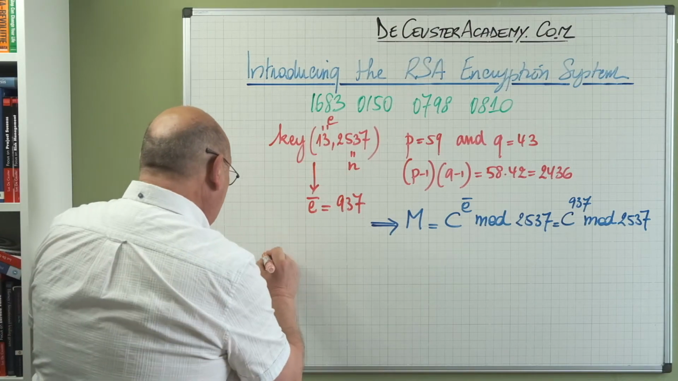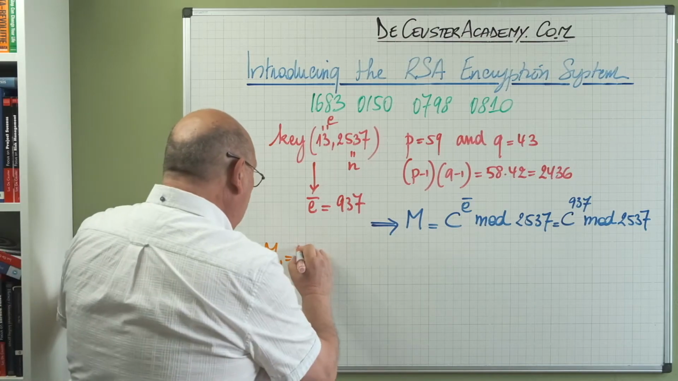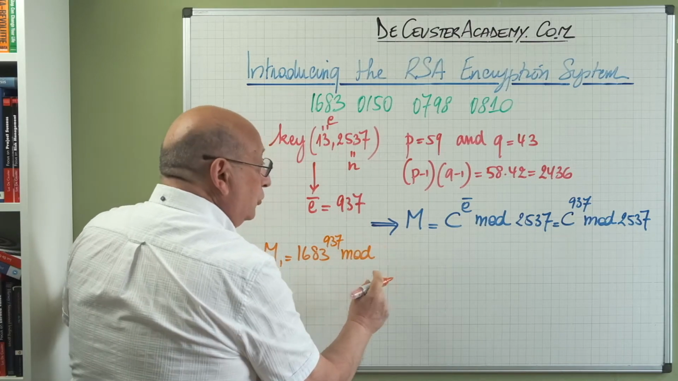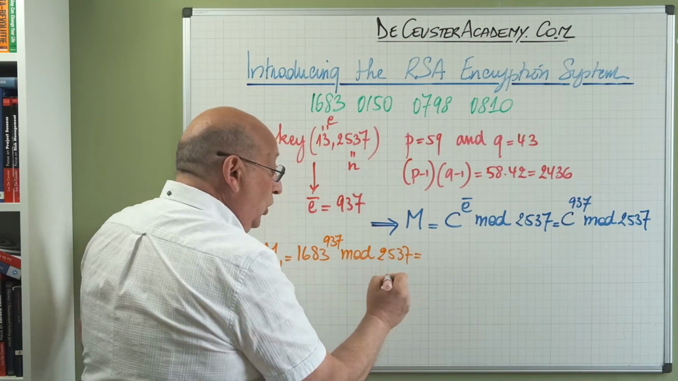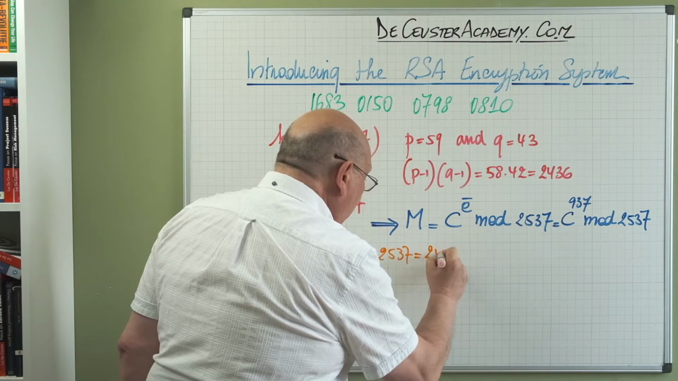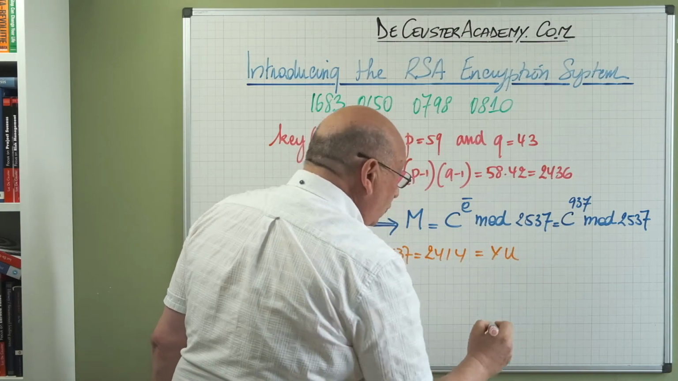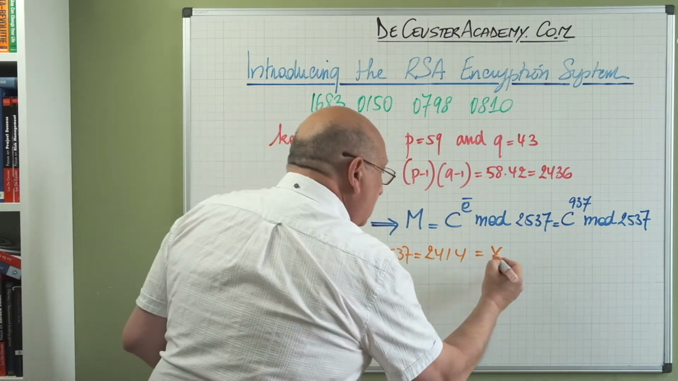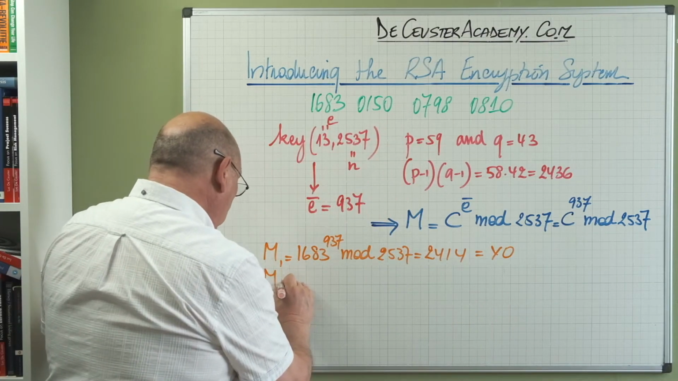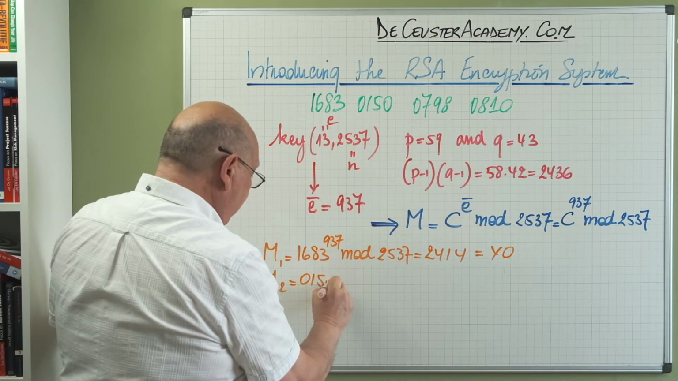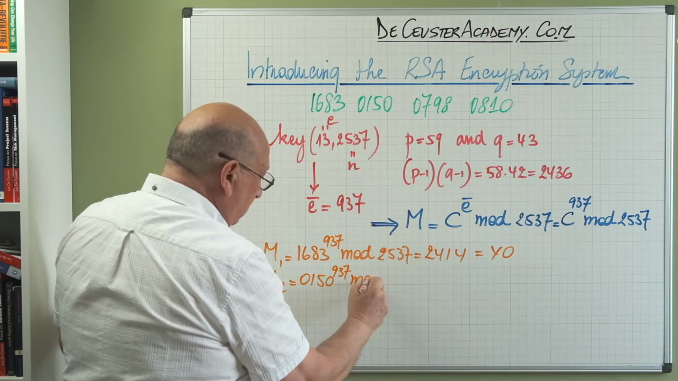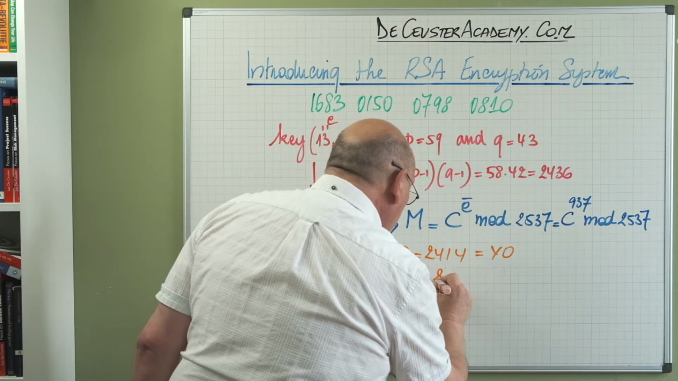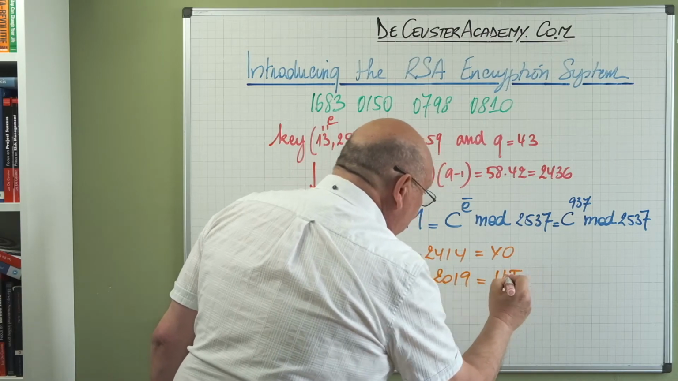So basically we can say that M1, the first set of 4 letters, is 1683 to the power 937 modulus 2537, which gets you 2414, which is Y and O. Then we have M2, which is equal to 0150 to the power 937 modulus 2537, which gives us 2019, which is U and T.